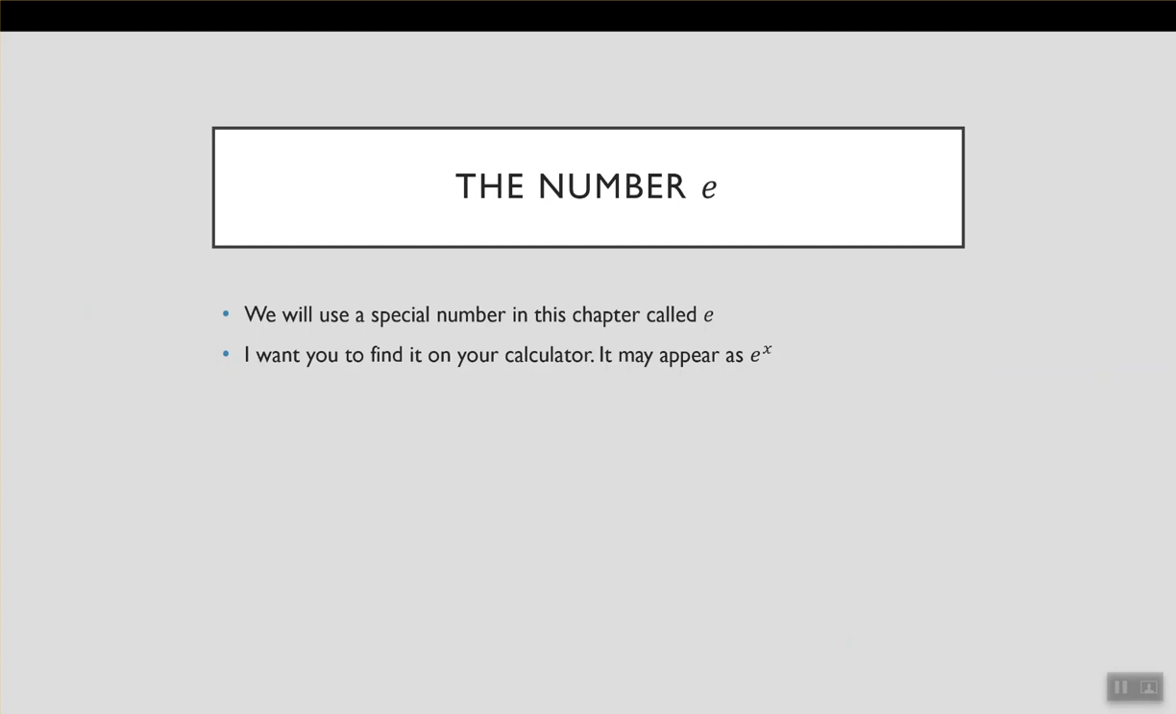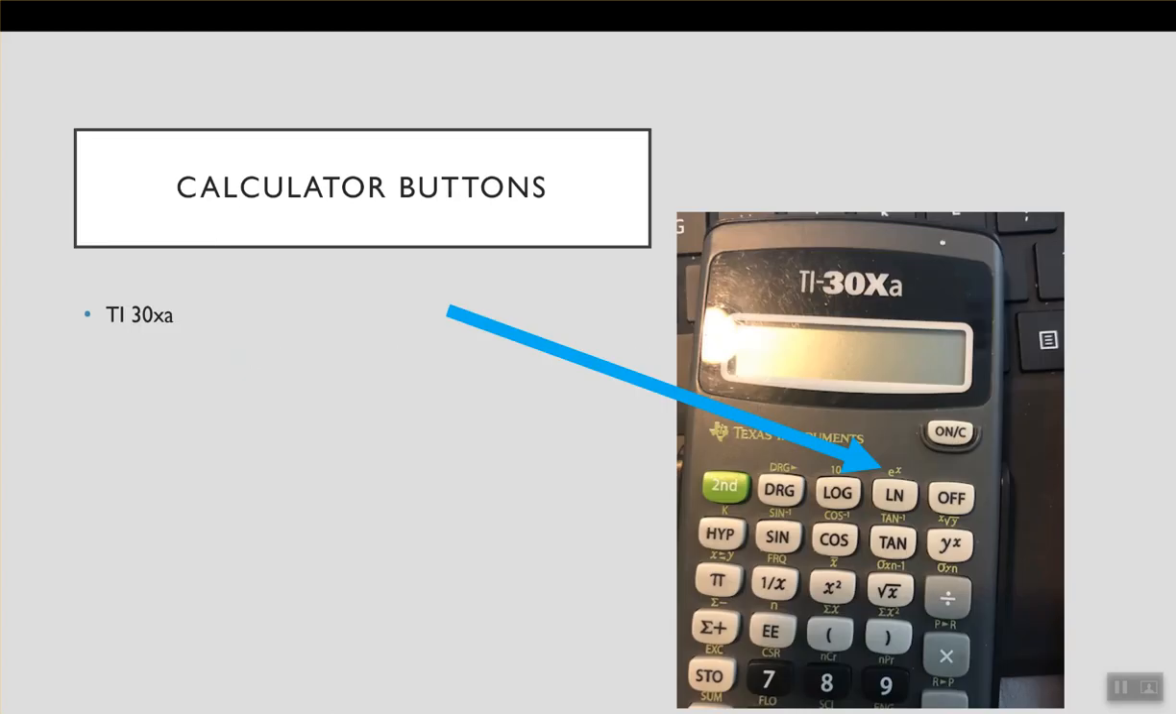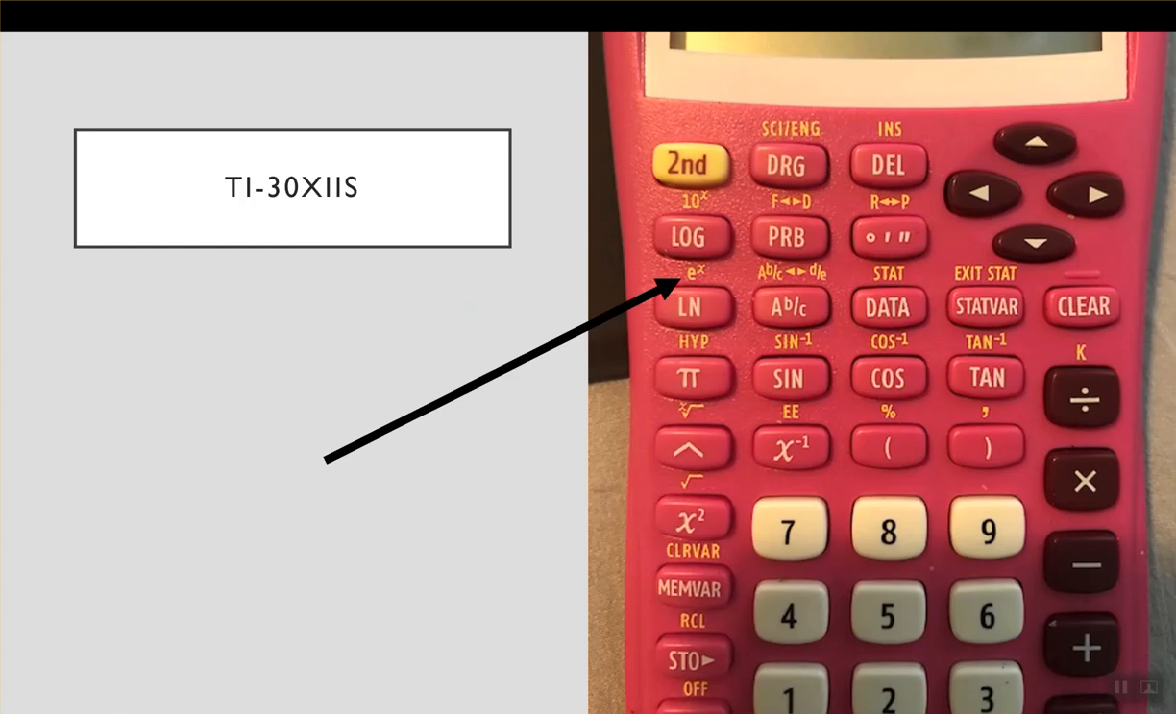One more thing I want to talk about before I finish this video is the number e. So we're going to use this special number e, and I want you to find it on your calculator. It will probably appear as e to the x, so I took a couple of shots of calculators I have, so that hopefully you have one of these. So this is the TI-30XA, and you see how this e to the x is over this ln button, so you're going to have to hit the second to get to it. I have it here on the TI-30X2S, and again over the ln button.